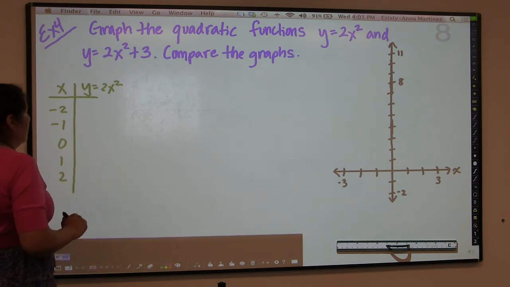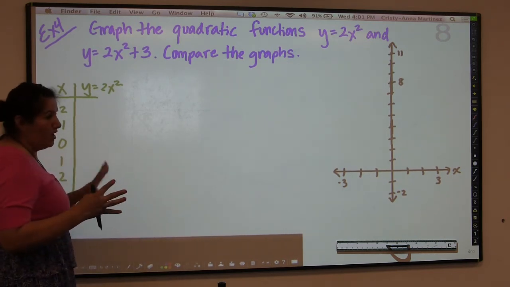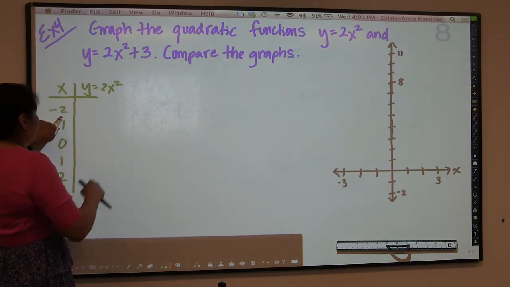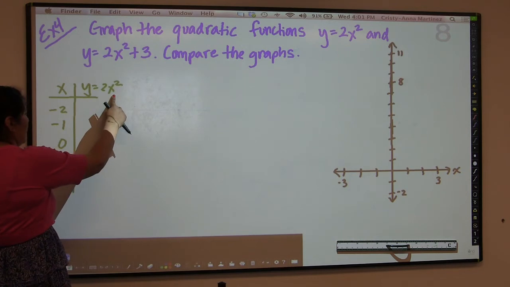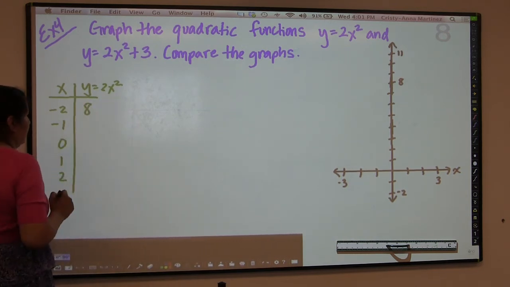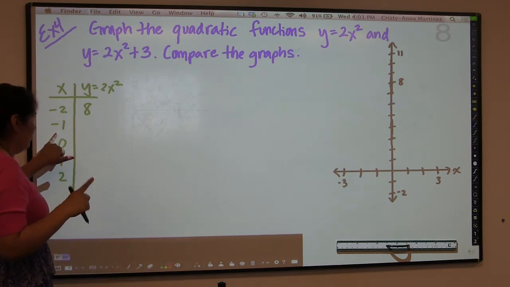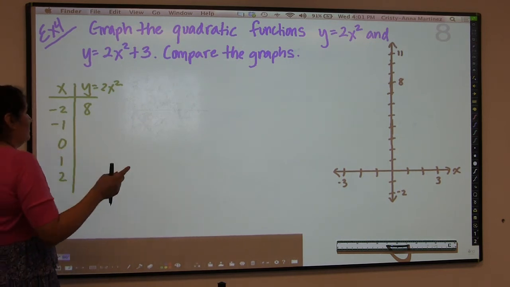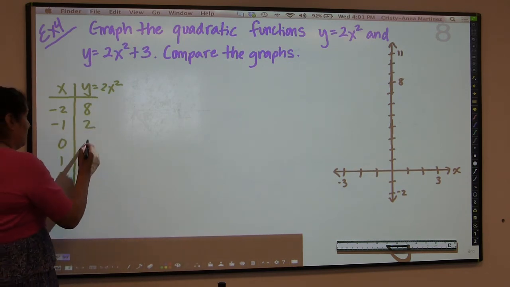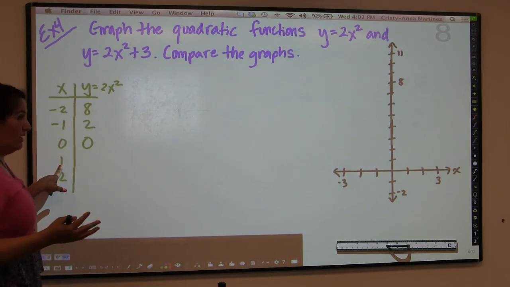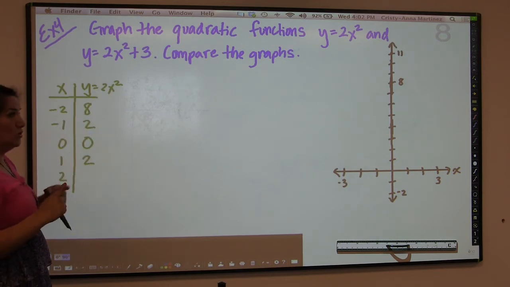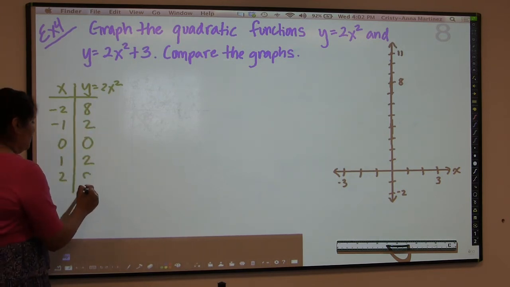So I'm going to go ahead and do this verbally. I'm not going to write it all on the board because we don't have enough space. But I'm going to go ahead and plug in -2 for the x squared. So -2 times -2 is +4. And then that times 2 is 8. So we're going to get an 8 there. For the -1, I'm going to go -1 times -1 is +1. And +1 times 2 is 2. And then 0 times 0 is 0, and 0 times 2 is still 0. And then 1 times 1 is 1, and 1 times 2 is 2. And then lastly, we have 2 times 2, because it's 2 squared, so 2 squared is 4, and 4 times 2 is 8. So those are my numbers.